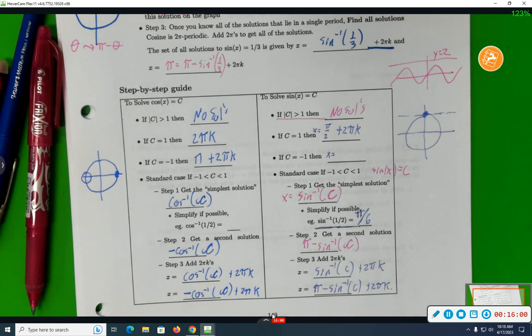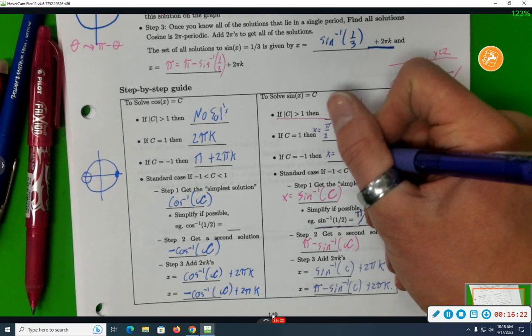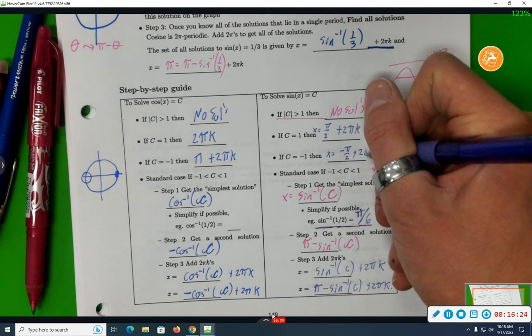Let's play the same game for negative 1. What's the simplest angle you see where sine is equal to negative 1? Negative pi over 2. How many people would rather use 3 pi over 2? All right, there'd be no problem if you did. I'll even put both of them down as sensible things to write. Negative pi over 2 plus 2 pi k.